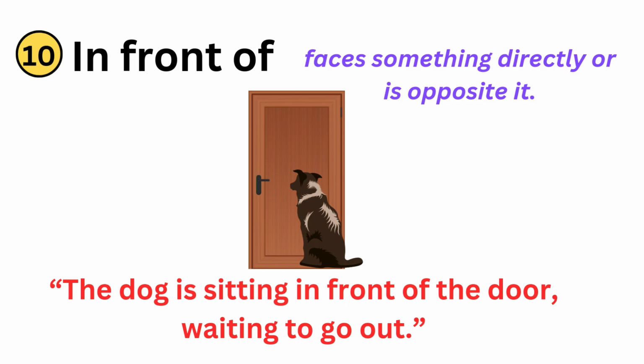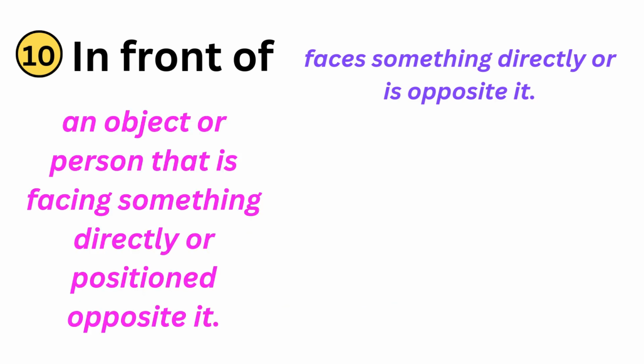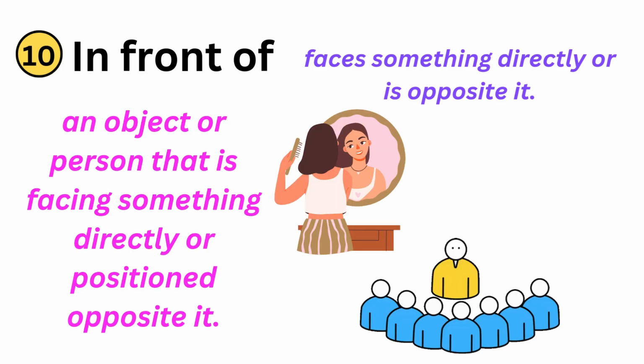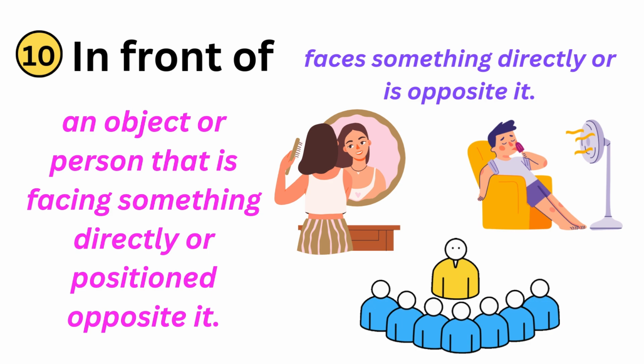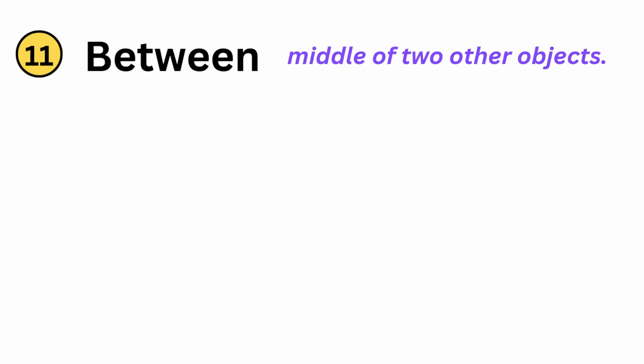In front of is used because the dog is positioned facing the door, directly opposite it. Use in front of to describe an object or person that is facing something directly or positioned opposite it. Number 11. Between. Between refers to an object situated in the middle of two other objects.